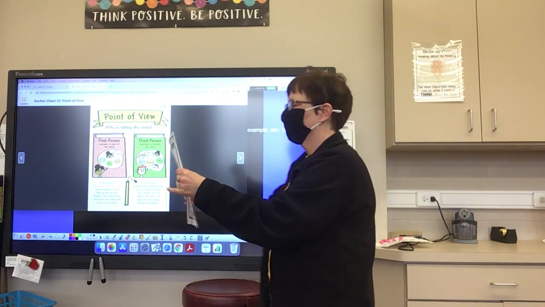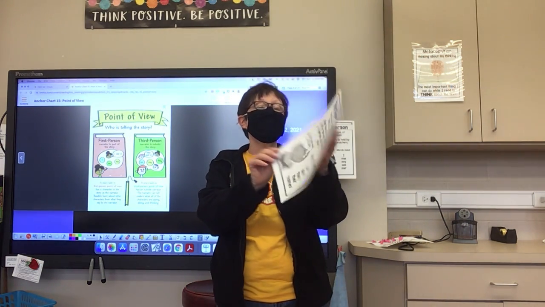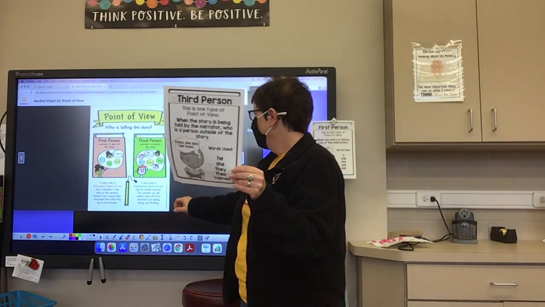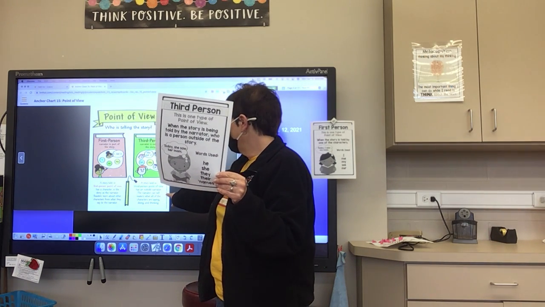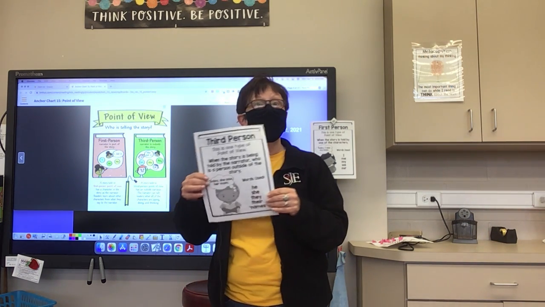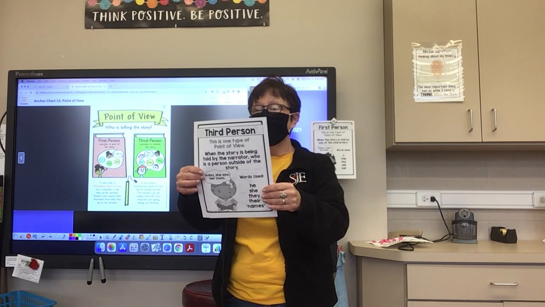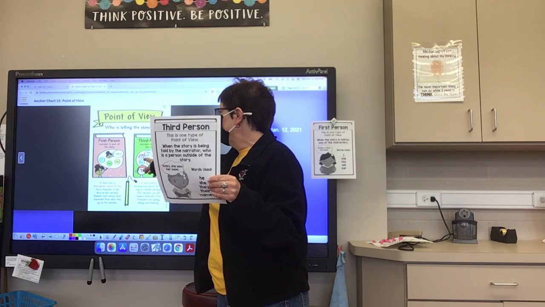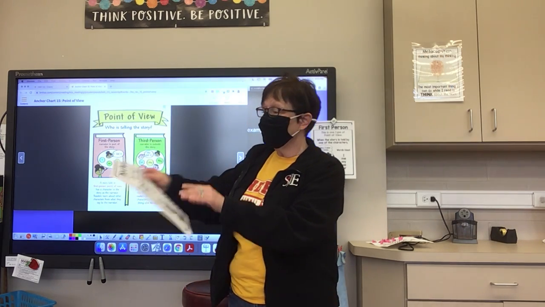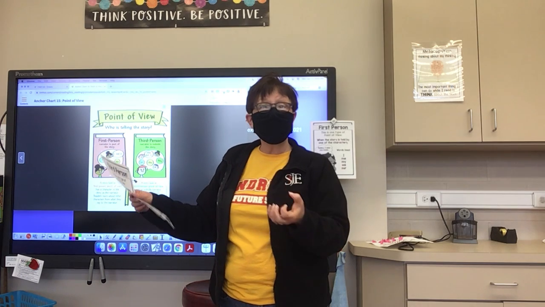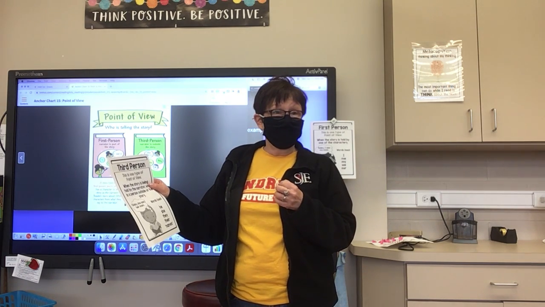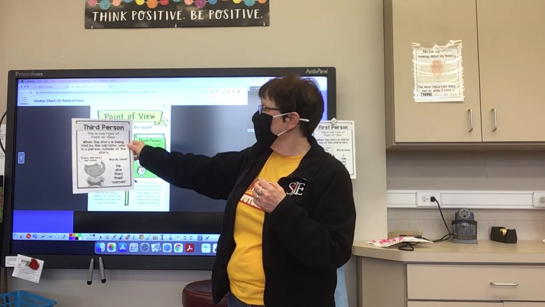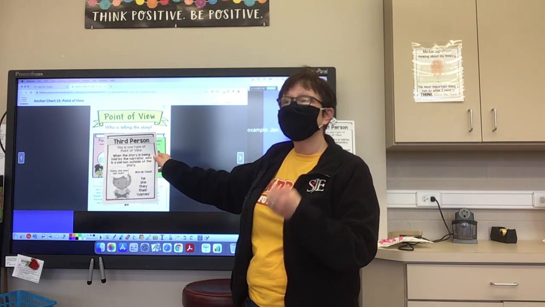Now another type that we're going to talk about today is third person. And so when the story is being told by the narrator, who is a person outside of the story, the narrator can tell readers what all of the other characters are saying, doing, and thinking. And so we have some clue words there. It would be she, he, they. Those are some of our clue words. And it would say their names as well, character names. They would use the character names all the time. So the story is being told by the narrator, who is a person outside of the story.